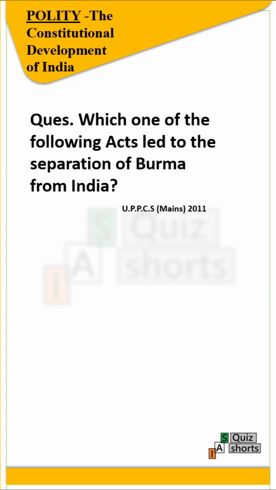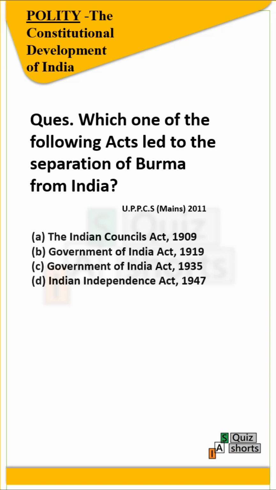Question: which one of the following acts led to the separation of Burma from India? Option A, Indian Councils Act 1909. Option B, Government of India Act 1919. Option C, Government of India Act 1935. Option D, Indian Independence Act 1947. Answer is option C, Government of India Act 1935.